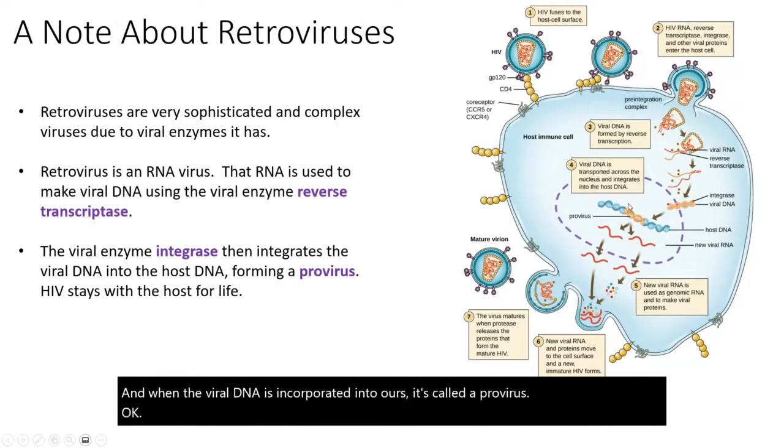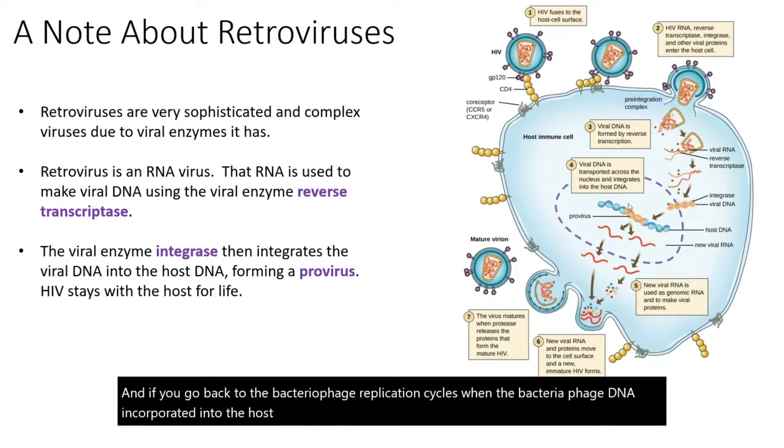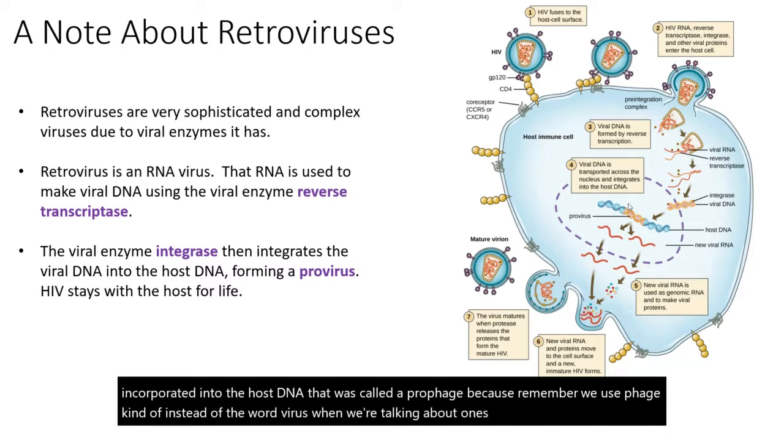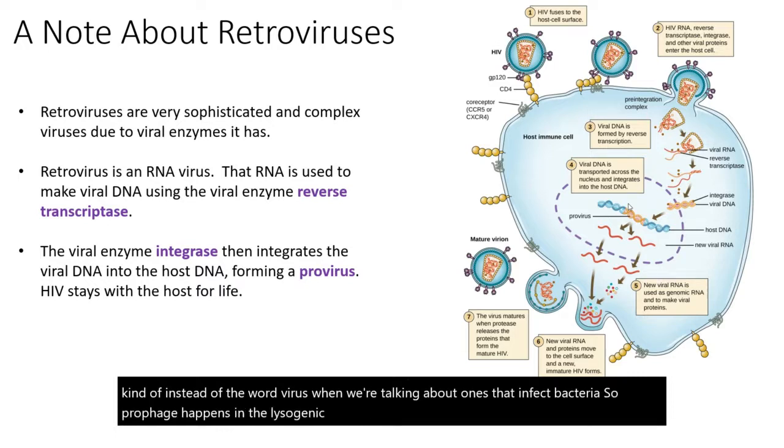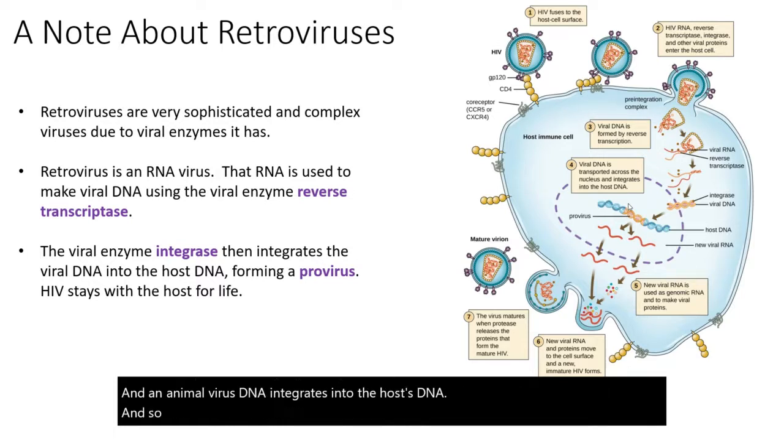Okay? And actually, if you go back to the bacteriophage replication cycles, when the bacteriophage DNA incorporated into the host DNA, that was called a prophage. Because remember, we use phage kind of instead of the word virus when we're talking about ones that infect bacteria. So prophage happens in the lysogenic replication cycle for some bacteriophage. Provirus forms when an animal virus DNA integrates into the host DNA. And so this is how the virus is with somebody for life, okay?